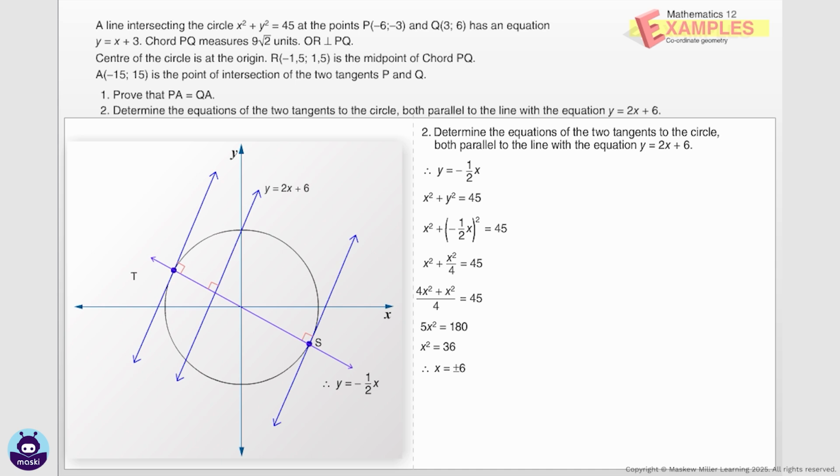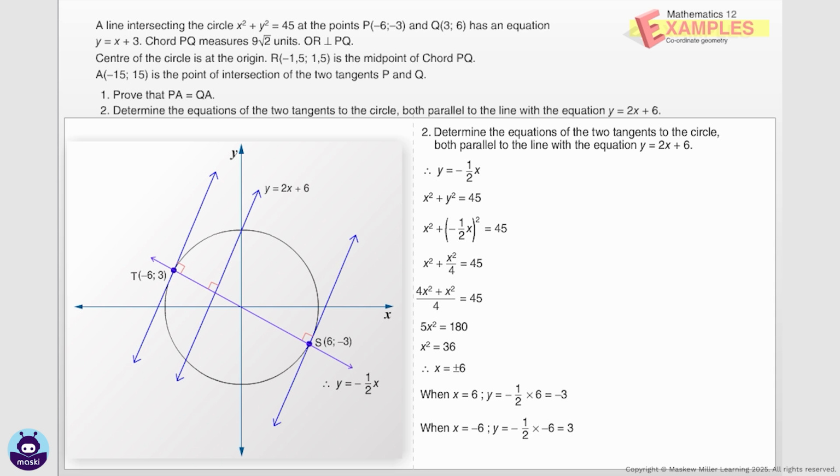To determine the y-coordinates of S and T, we substitute the value of x in the equation. Therefore, y = -1/2 x. Where x = 6, y = -1/2 times 6 = -3. When x = -6, y = -1/2 times -6 = 3.